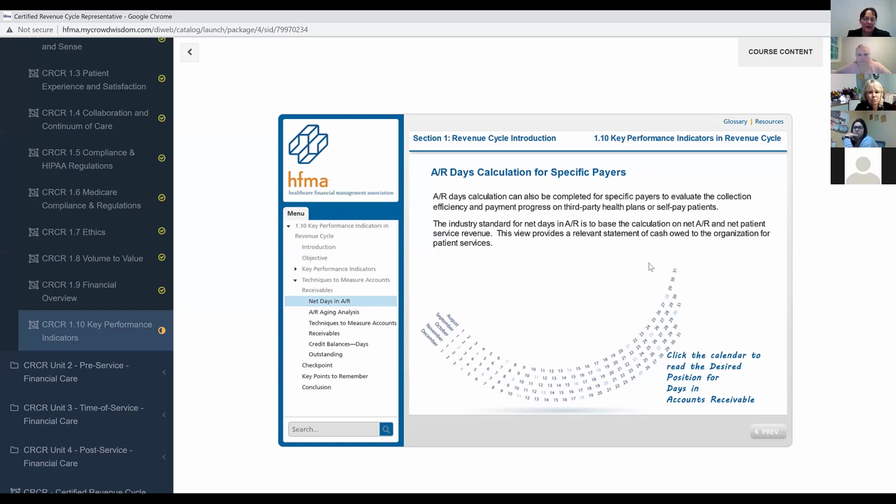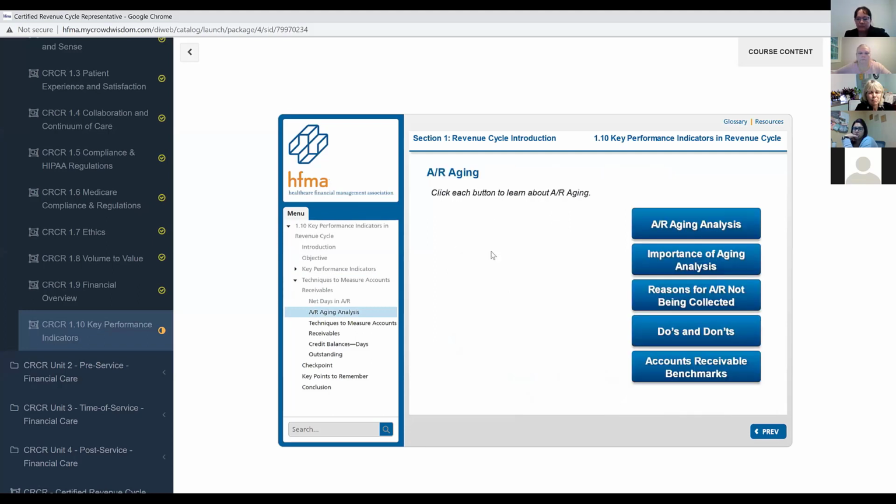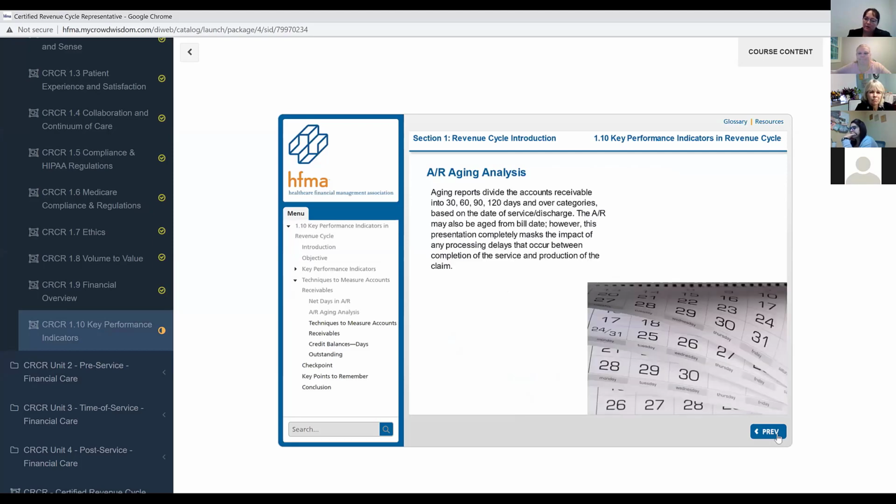I think the important thing with your aging is you want to do it by date of service, not date of, yeah, so I clicked on that AR aging bar there, yeah. Not by bill date, although that is an important tool to know too. How long is it taking you to bill an account after it's been discharged? Because obviously that weighs into how long it takes you to collect. And then of course there are limitations on when you're allowed to actually submit a bill.